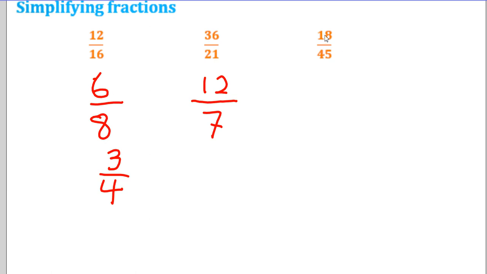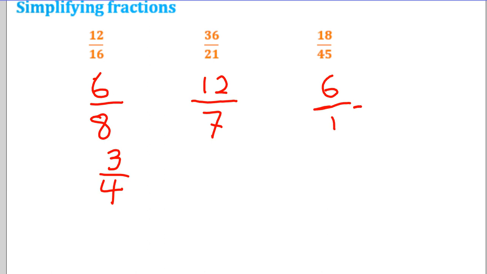18, is it divisible by 3? If you're not sure, what's 1 plus 8? It's 9, and 9 is a multiple of 3. What's 4 plus 5? It's 9. It's a multiple of 3. So these can be divided by 3. So whatever you divide the top by, divide the bottom by as well. So 18 divided by 3 would give you 6. And what's 45 divided by 3? Have a think. It is 15.